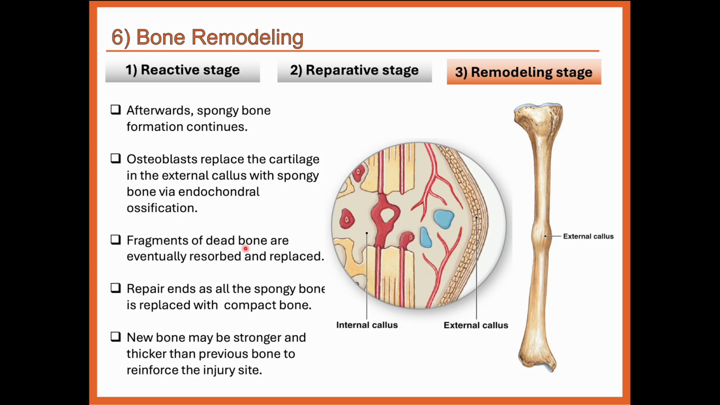Fragments of dead bone are eventually resorbed and replaced. And we repair ends as all the spongy bone is replaced by compact bone eventually, right? New bone may be stronger and thicker than previous bone, actually. It might be nice and big, right? And bulbous, and it will actually be reinforced at that injury site.